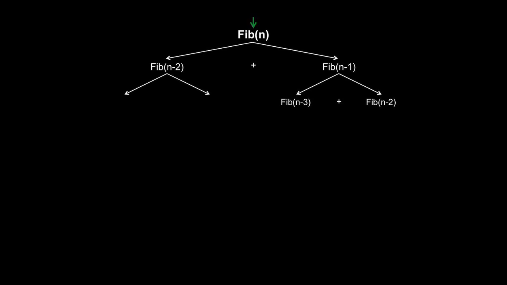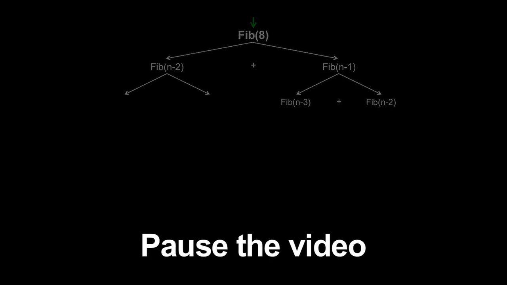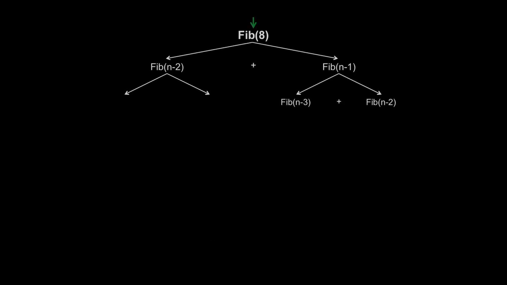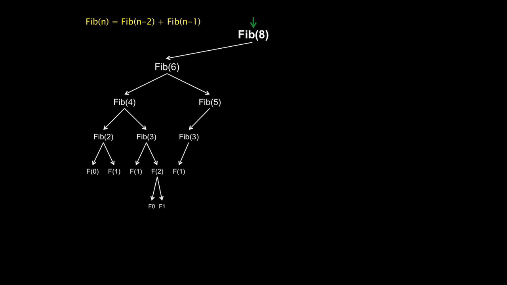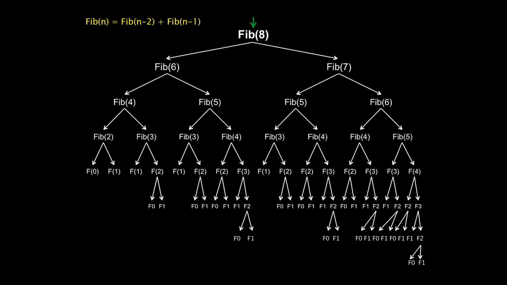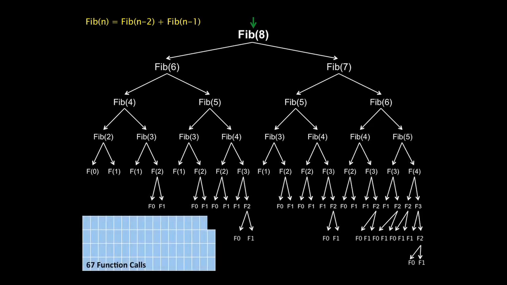Using this approach, how many function calls do we need for Fibonacci of 8? Pause the video here and try to work this out. Each Fibonacci instance calls Fibonacci of n-1 and n-2. As we follow the chain of calls that are made, we see that the tree grows very quickly, yielding a lot of function calls, 67 to be exact.